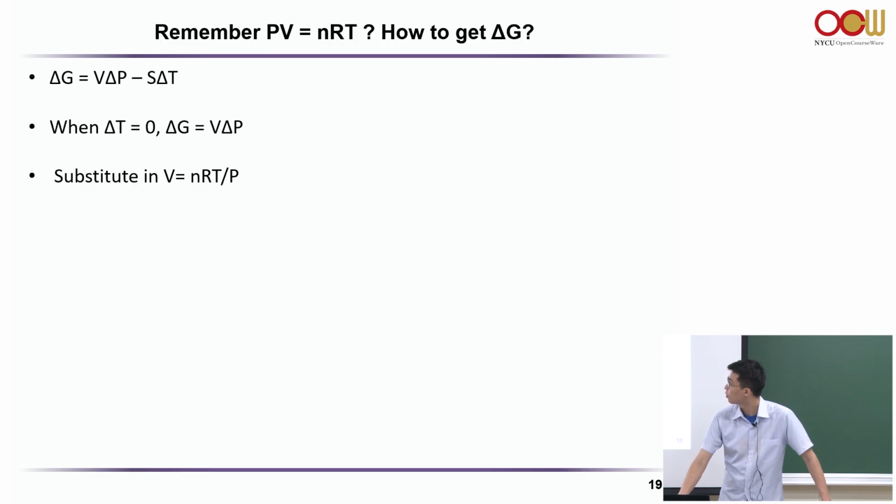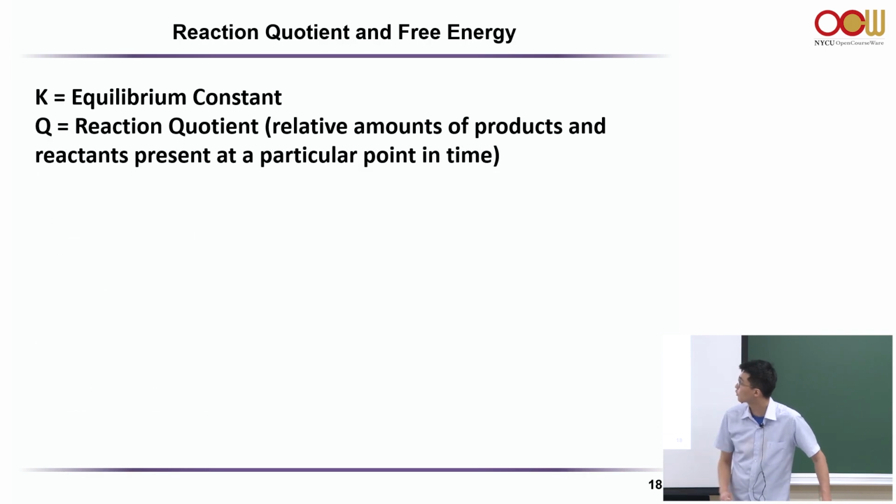So we'll go back to the reaction quotient. That's a reminder from the previous chapter of a reaction quotient. So it's basically to describe the state of your system.